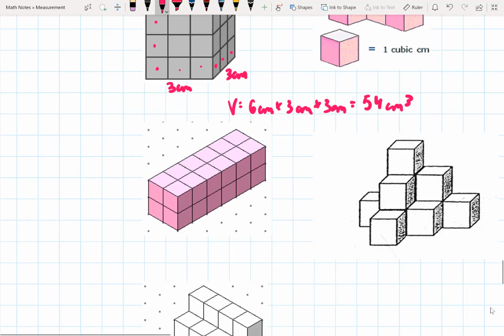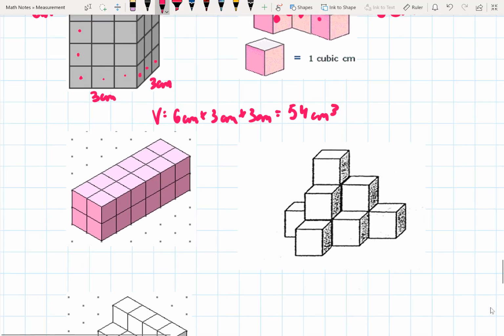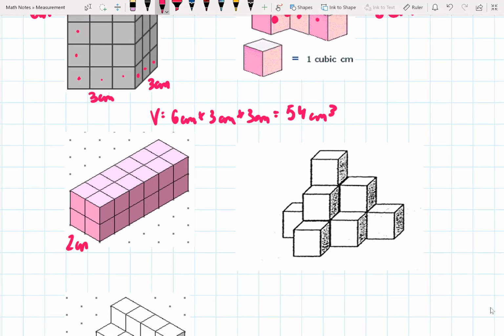A few more examples down here. This is 2 centimeters by 1, 2, 3, 4, 5, 6 centimeters by 2 centimeters. So the volume of this object is equal to 2 centimeters times 6 centimeters times 2 centimeters, which is equal to 24 centimeters cubed. This one, I'm just going to count them. It's a little more difficult because there's actually one in behind here and one in behind here.